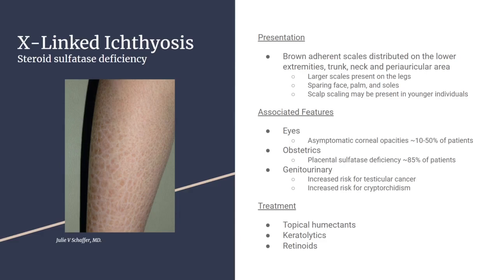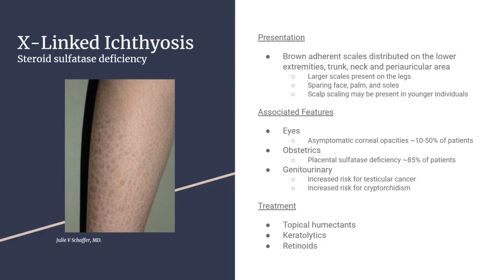Now, the key thing here is the associations with X-linked ichthyosis. That's eyes, gyne, and GU associations. And these are pretty important. This is often what's tested. Eyes, you'd see corneal opacities, and they're often described as comma-shaped. OB, even though this is the X-linked disease, as you can tell by the name, there are female carriers, and female carriers can have placental sulfatase deficiency, prolonging labor and maybe causing C-sections.